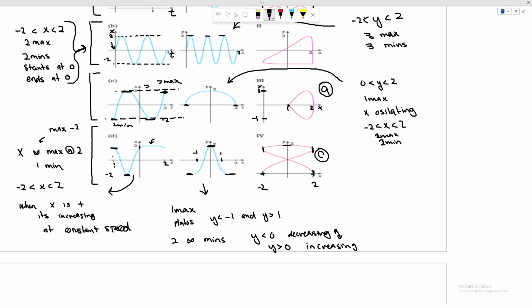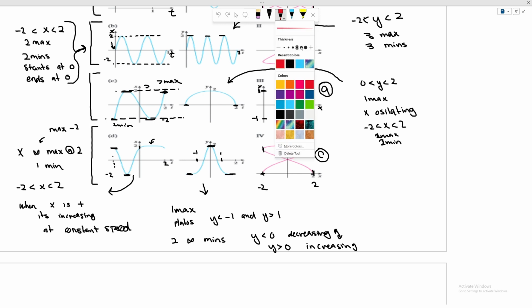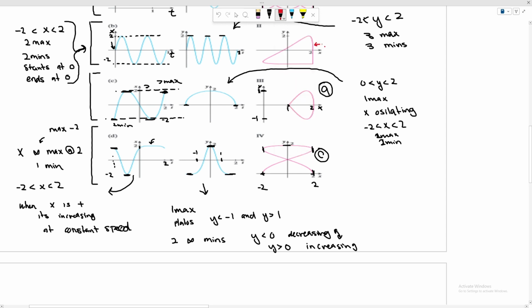All right, so now when we go here, let's see, our x characteristics. X has an infinite max at 2. So you see this is 2? Infinite max. All right, so that's one thing, infinite max. And we have x is less than 2 here, and x is more than -2. X more than -2, x less than 2.